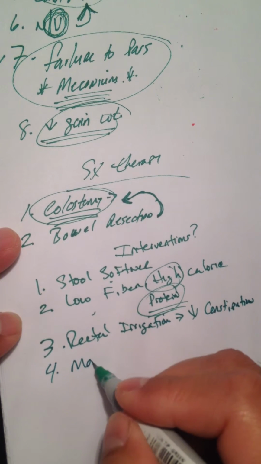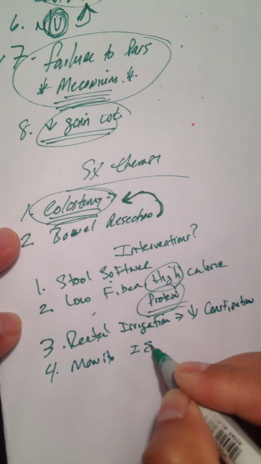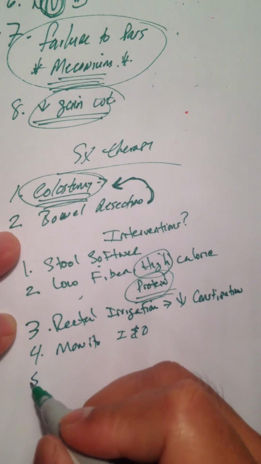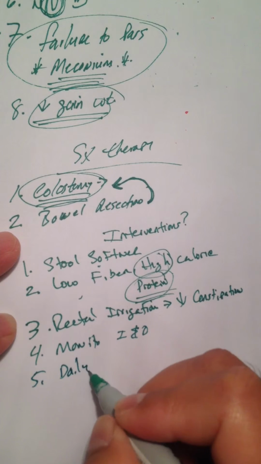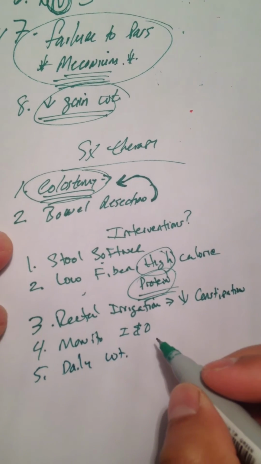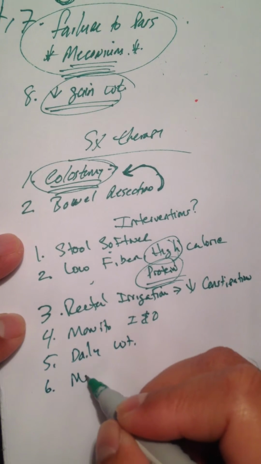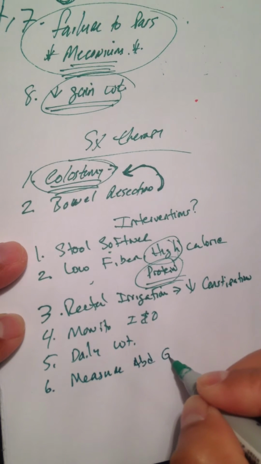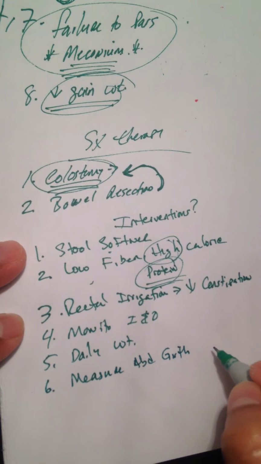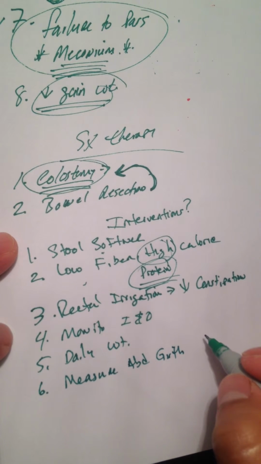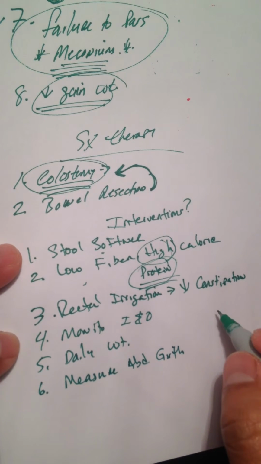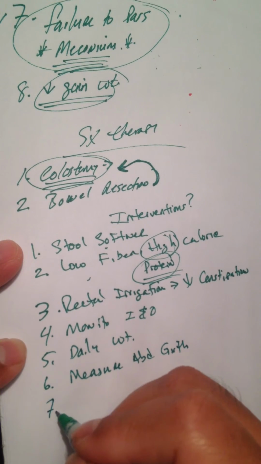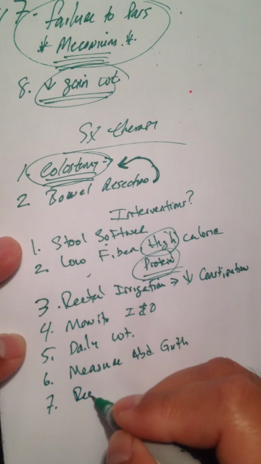You will monitor I&O. Along with that, you will take a daily weight and measure abdominal girth on a daily basis. Again, one of the things that you worry about is constipation. So you definitely want to make sure that that patient, that baby, isn't becoming constipated, because that can cause some complications. You will also avoid taking a rectal temperature.